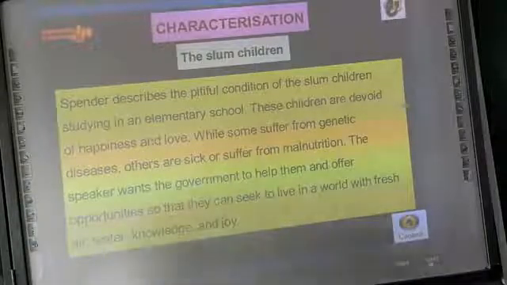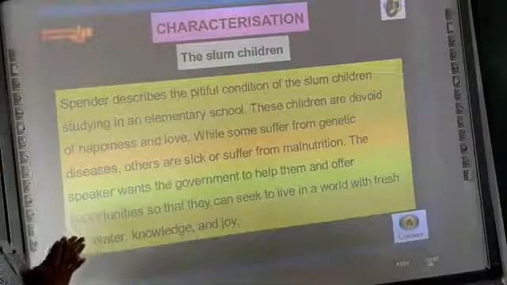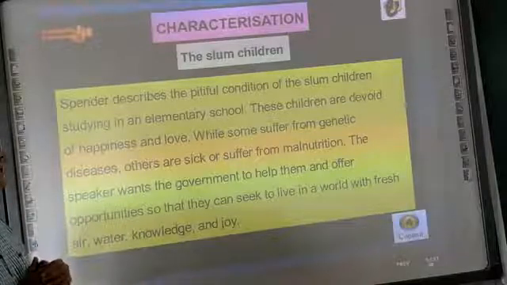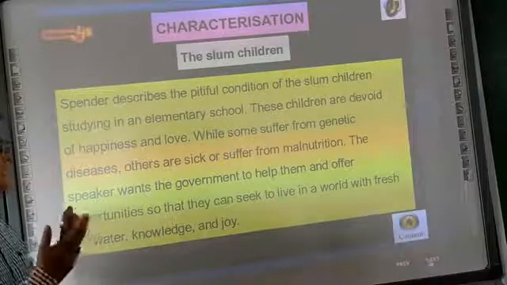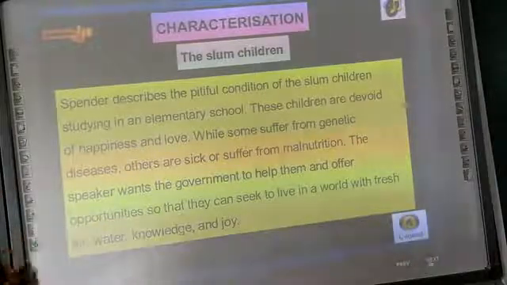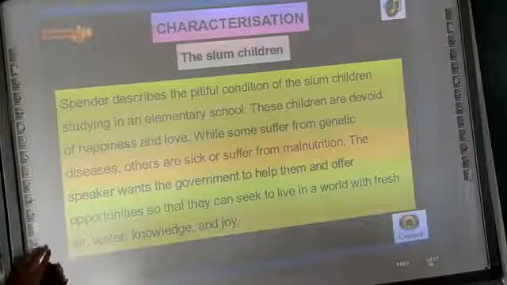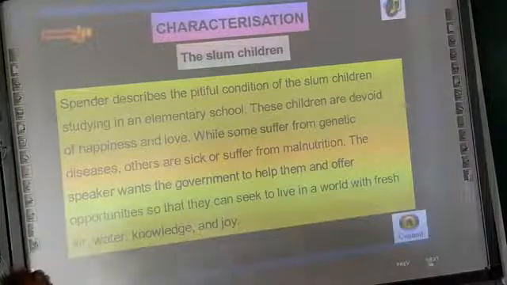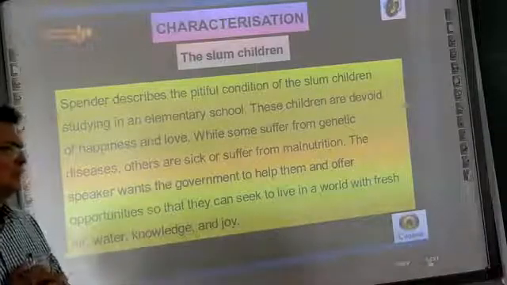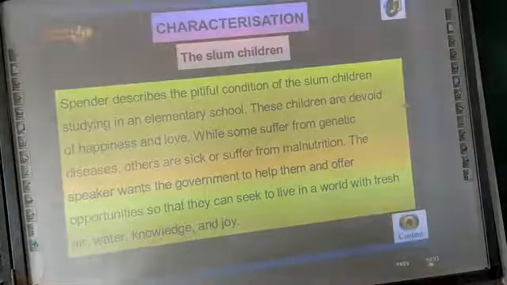Now, characterization. Spender describes the pitiful condition of the slum children studying in an elementary school. The children are devoid of happiness and love. While some suffer from genetic disease, others are sick or suffer from malnutrition. The speaker wants the government to help them and offer opportunities so that they can seek to live in a world with fresh air, water, knowledge and joy.